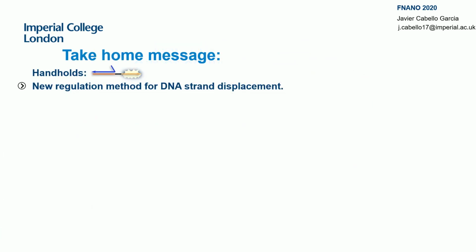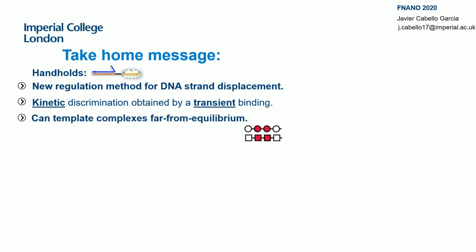As a take-home message, you should remember, first, that handholds are per se a new tool for fine-tuning strand displacement rates. Second, that this rate tuning is produced by a transient binding, so the product free energy is not modified. And third, that this transient binding clears the path of dynamic DNA nanotechnology to implement templating out of equilibrium in DNA networks. But our work does not finish here.